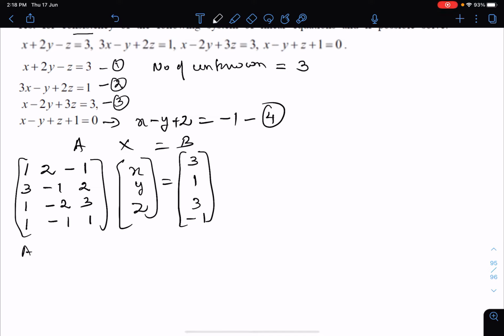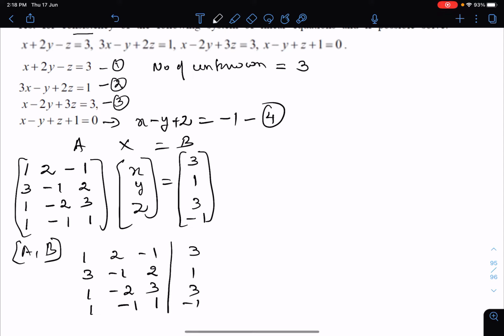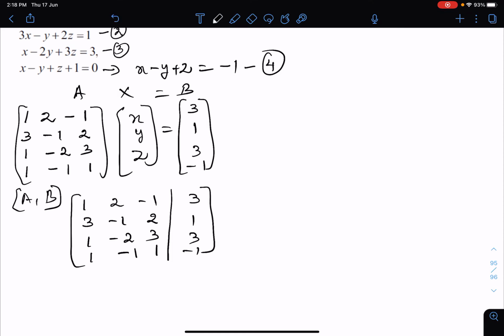Okay, so this is Ax equal to B. Now we are going to write the augmented matrix A comma B. For that you write A as it is: 1 2 minus 1, 3 minus 1 2, 1 minus 2 3, 1 minus 1 1, and your constants 3 1 3 and minus 1. Now we are going to reduce this to row echelon form. For that we have to see whether the first element in the first row is 1. Here it is 1, so it is very easy for us to reduce the elements below this 1 to 0. So 3 is going to become 0, 1 is going to become 0 and 1 is going to become 0.